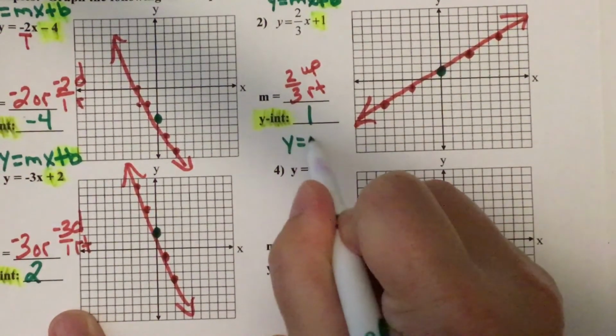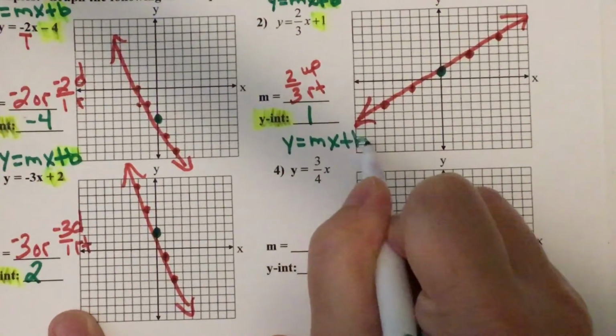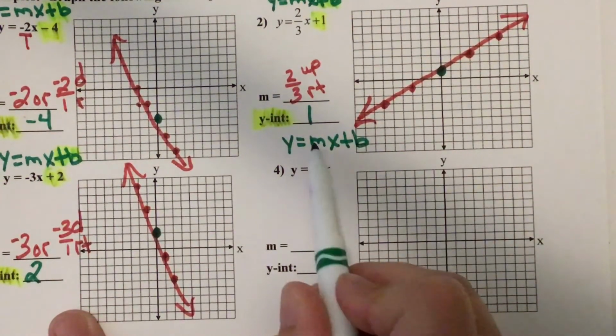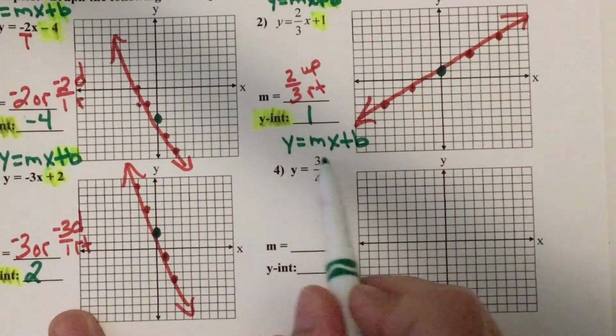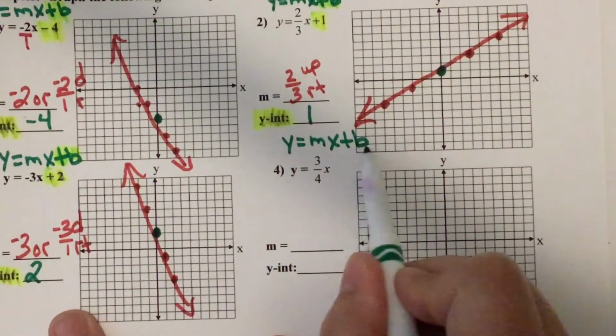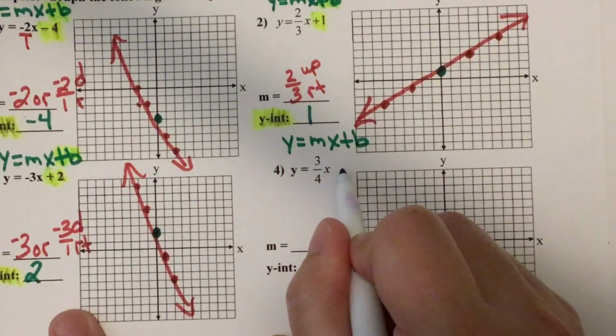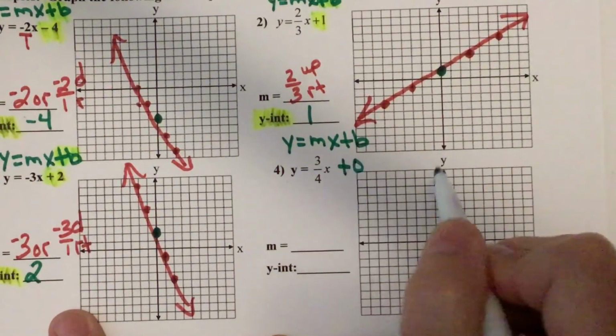So first of all, it does look like y equals mx plus b. The y is by itself. I've got the equal sign. I've got my slope smushed against my x. The problem is you don't see the b. So when you don't see a number in the back, it's understood to be 0.